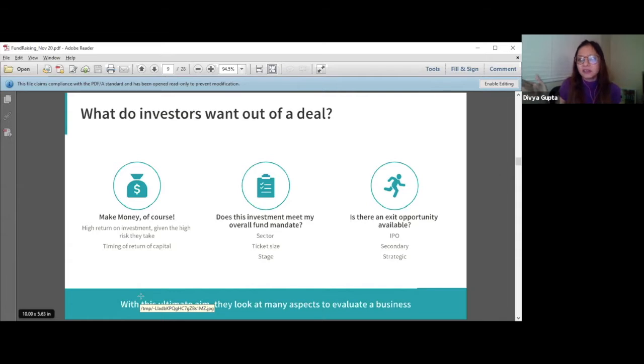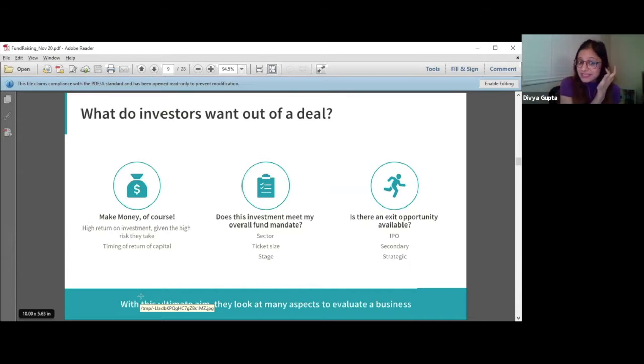Next point is, every investor has a mandate, especially institutional investors, not so much with angels. They know what kind of sectors they are looking at. They'll have their ticket sizes in mind. They know what kind of stages they are looking for. It's important for you to do this homework before you shortlist your investors.